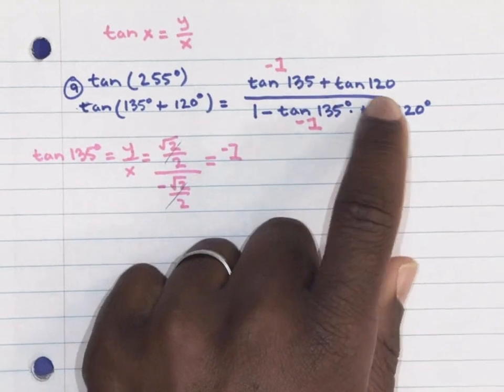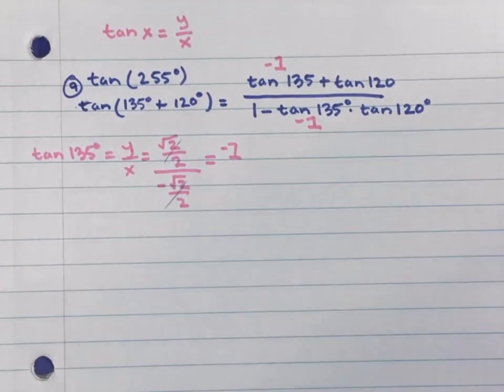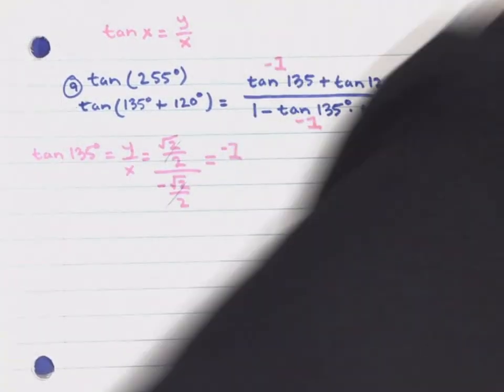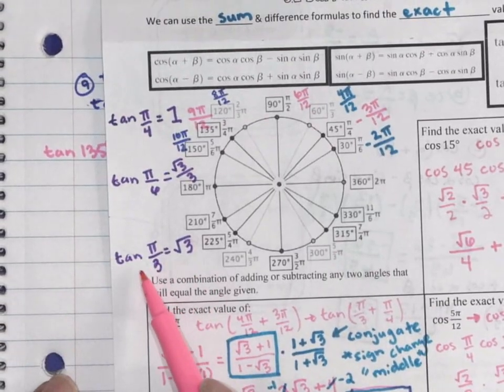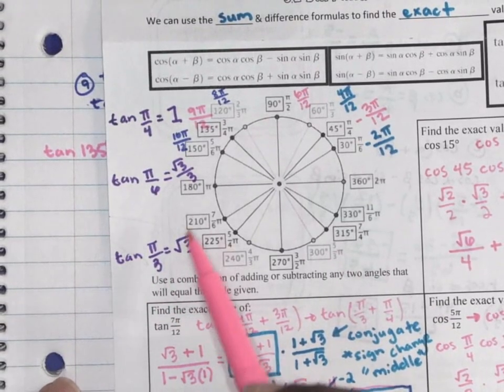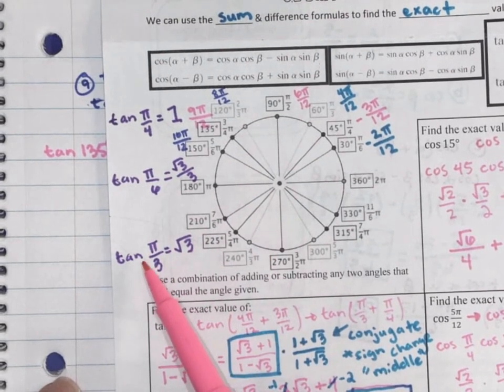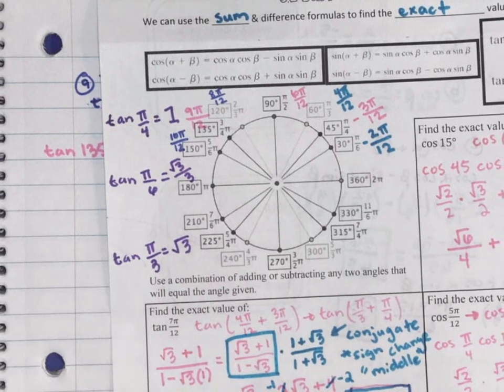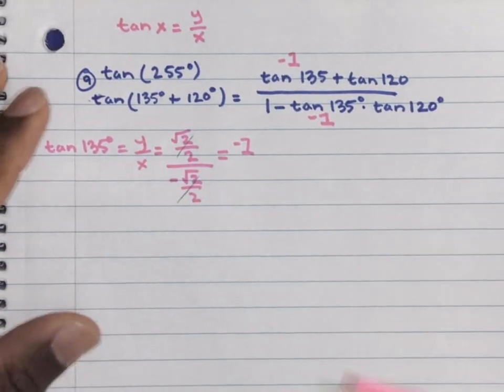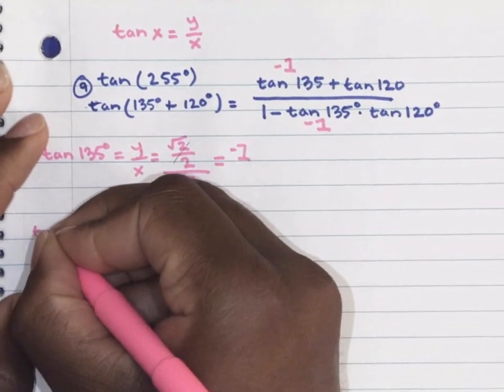Let's see what tangent of 120 is. And look, we wrote these down on our notes. We went on and got it. 120 is a 60. Tangent of a 60 should be root 3. Since I'm in the second quadrant, I know tangent is negative. So tangent of 120 should be negative root 3. Let's go ahead and just do the work since we're here and see what we get.